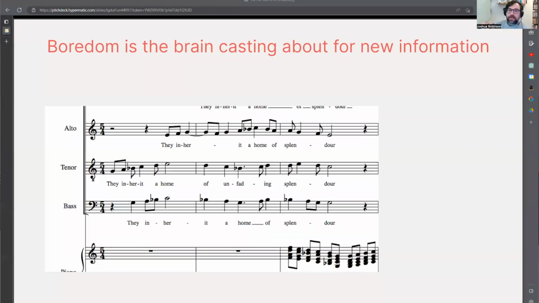This is the thing about conspiracy theories and patterns and seeing Jesus in bread. It keeps us from being bored, right? Boredom is basically the brain casting about for new information, for new patterns to recognize. Like our brains want to have fun.